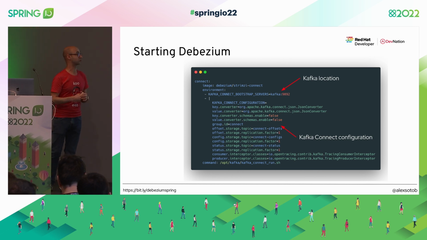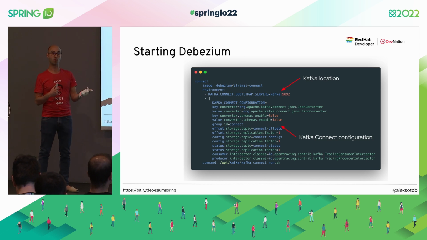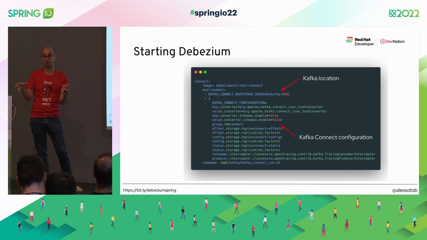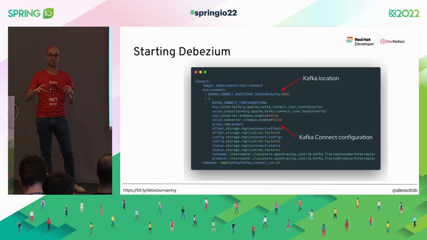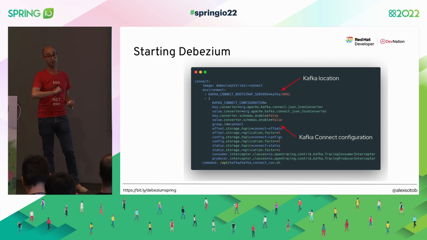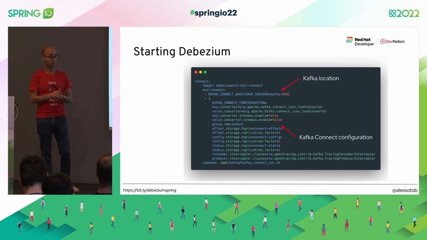Then we want to start Debezium. And Debezium can run in embedded mode. It's a Java project, so it means that you can just take your Java service and start Debezium there, or you can start it as a separate process. I usually run it in a separate process, but you can also run it in embedded mode.